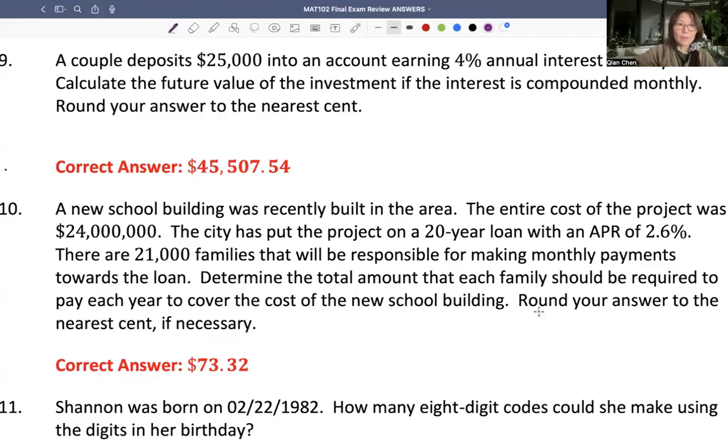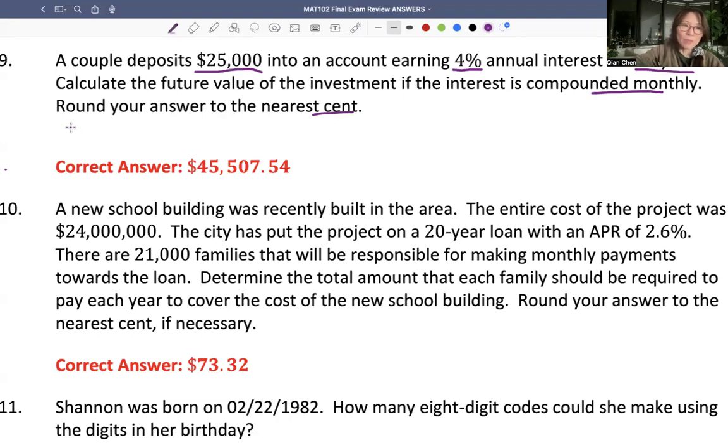Okay, let's see question 9. A couple deposits $25,000 into an account, earning 4% annual interest for 15 years. Calculate the future value of the investment if the interest is compounded monthly. We want to round our answer to the nearest cent.